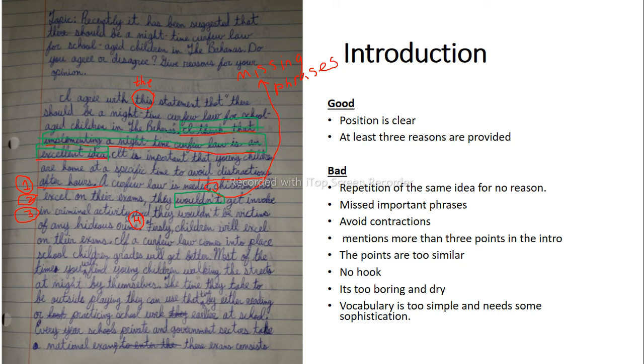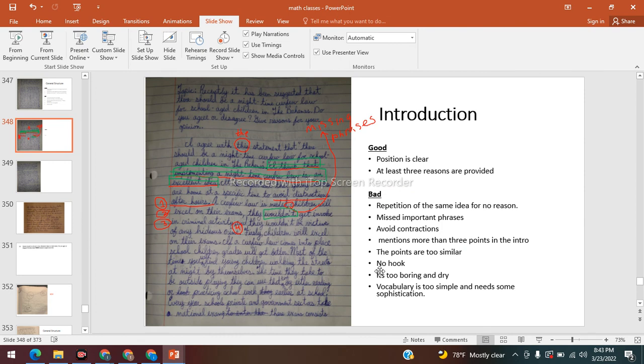All right. For this essay, it's too boring, too dry. Vocabulary needs improvement. I would say at the beginning, please include a hook of some sort. Then of course it needs some background information, like you said. And then the last thing you do is bring in the thesis. All right, that's the introduction. So we need some background information.